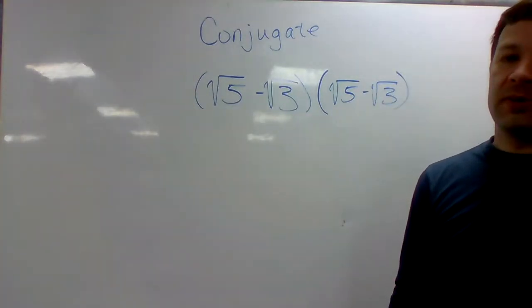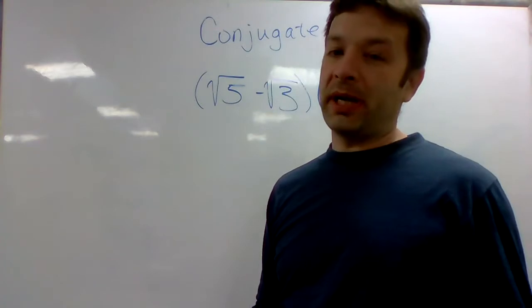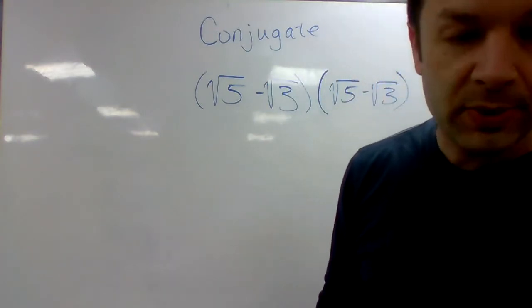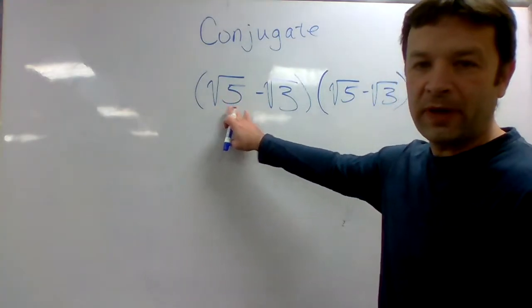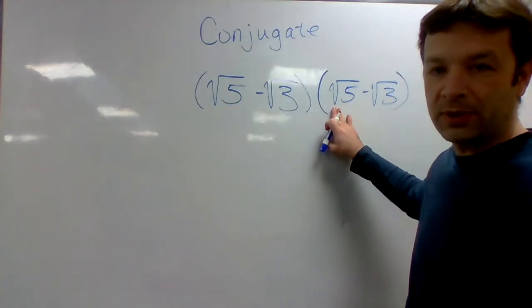All right. So on this FOIL, the outside and inside will not cancel each other out. They will look the same, but they will not cancel out. So first, square root of 5 times square root of 5. Square root of 25, normal 5.